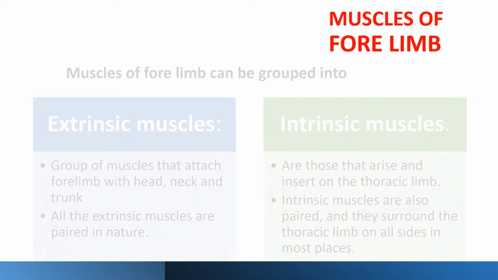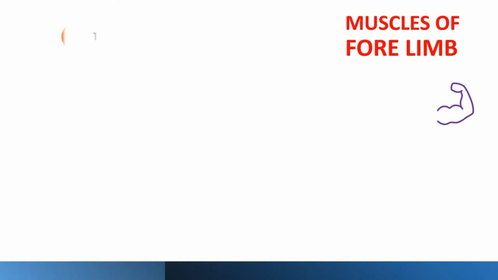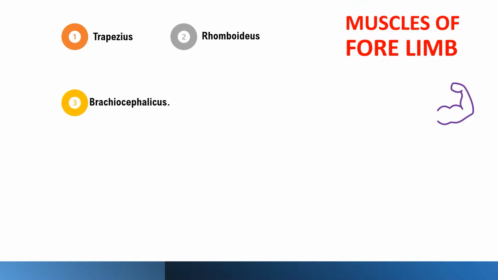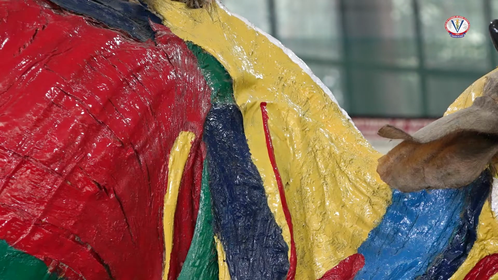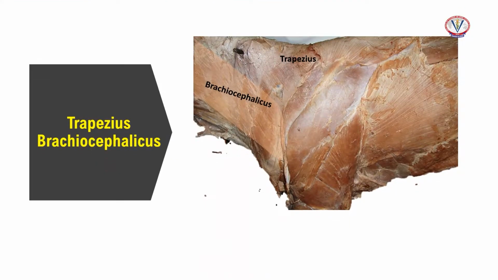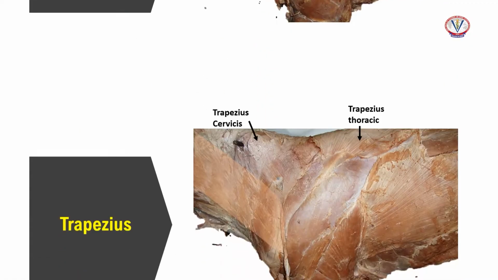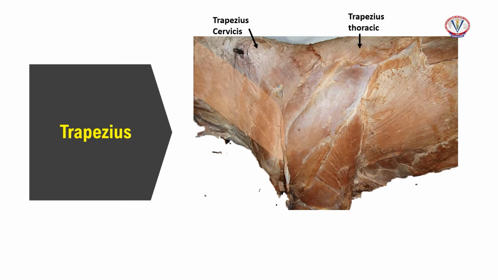In ruminants, they include 7 muscles: trapezius, rhomboideus, brachiocephalicus, omotransversarius, latissimus dorsi, pectorals, and serratus ventralis muscle. The trapezius and brachiocephalicus muscles are immediately visible when the skin of the neck region is removed and the superficial fascia is cleaned. The trapezius muscle is a flat, thin triangular muscle.